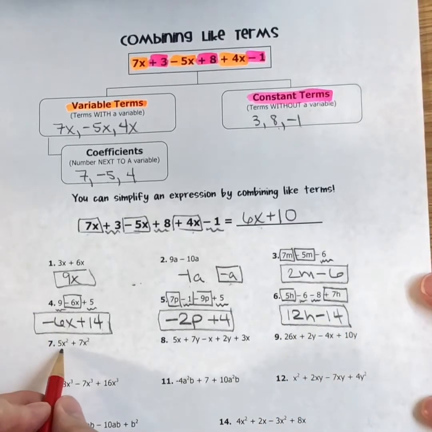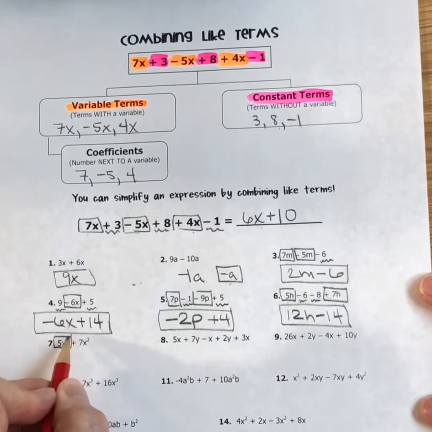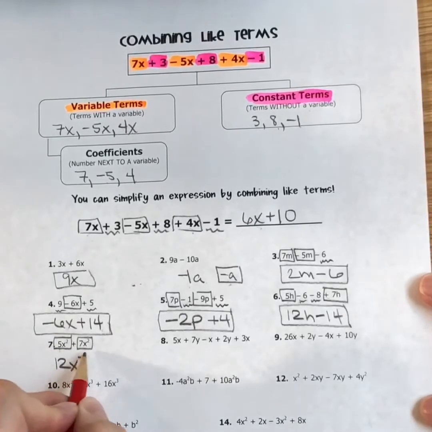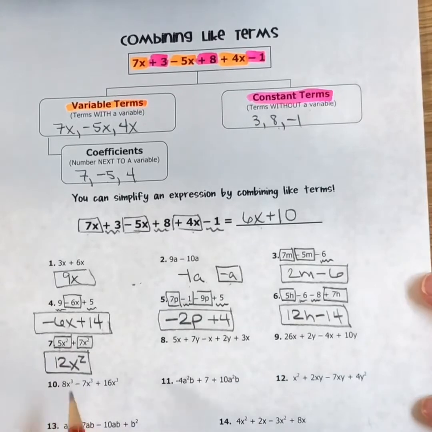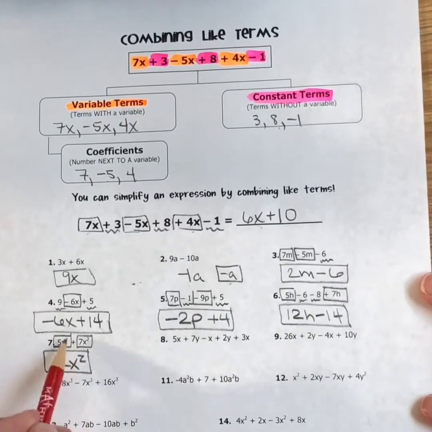Now notice in number 7, it's 5x squared and a 7x squared. Because they're both squared terms, we can combine them. And basically, again, they're both positive. We just add the coefficients, so 5 plus 7 is 12, and the x squared doesn't change. The only time exponents change is if you are multiplying. Here we're adding. Exponents do not change when you're adding.